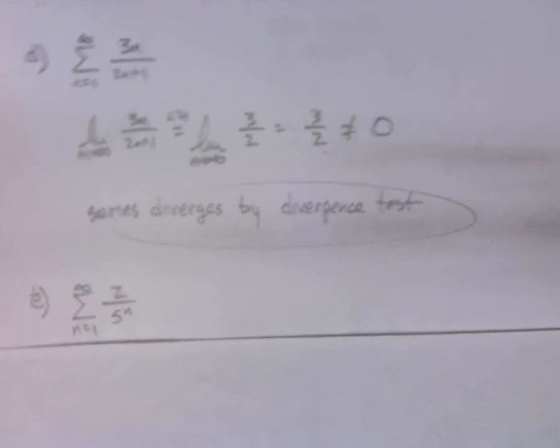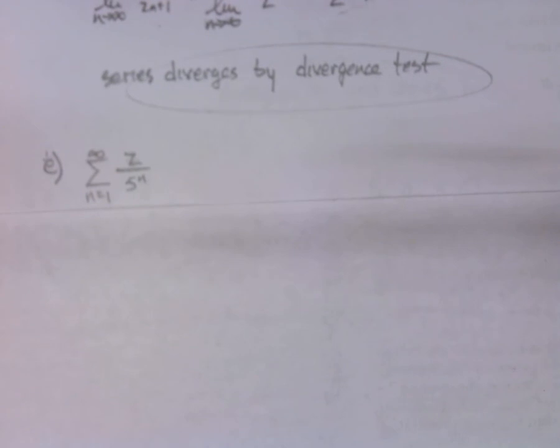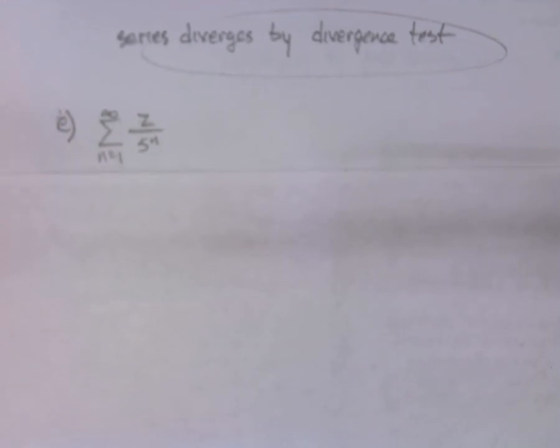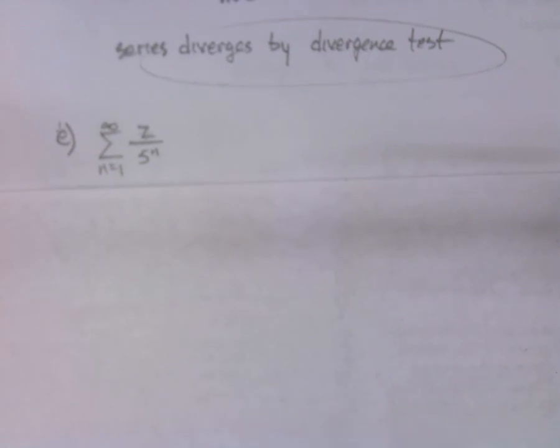Okay. Let's try another one. Part E, does it converge or diverge? Same question. Let's go with this one: the sum from n equals 1 to infinity of 2 over 5 to the n.